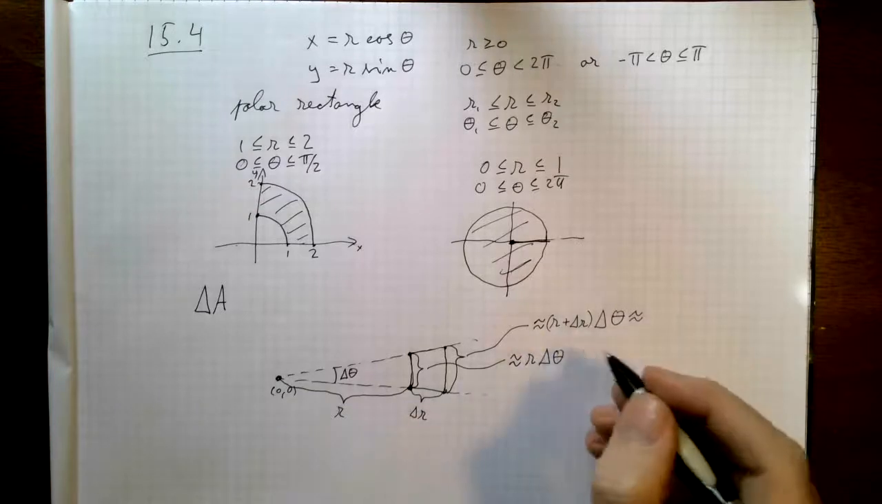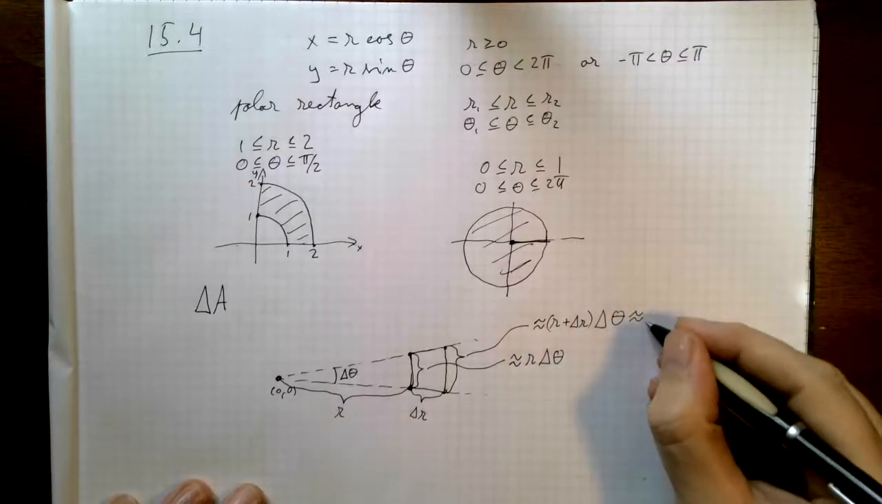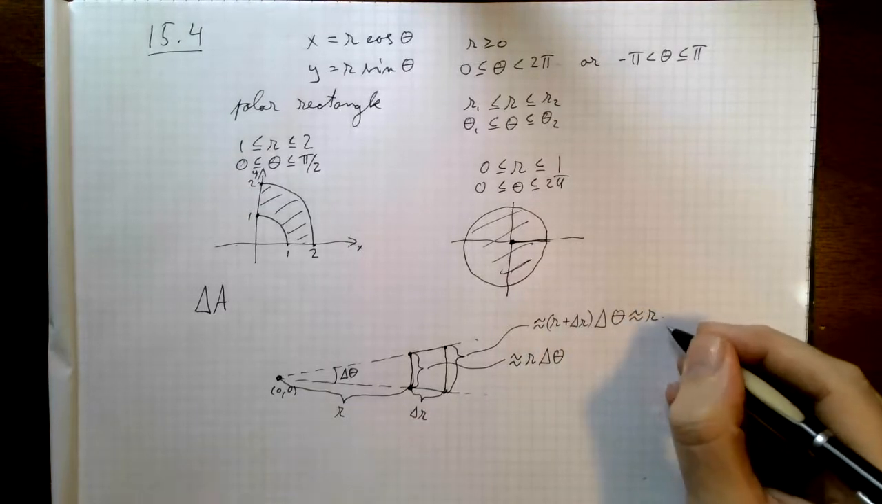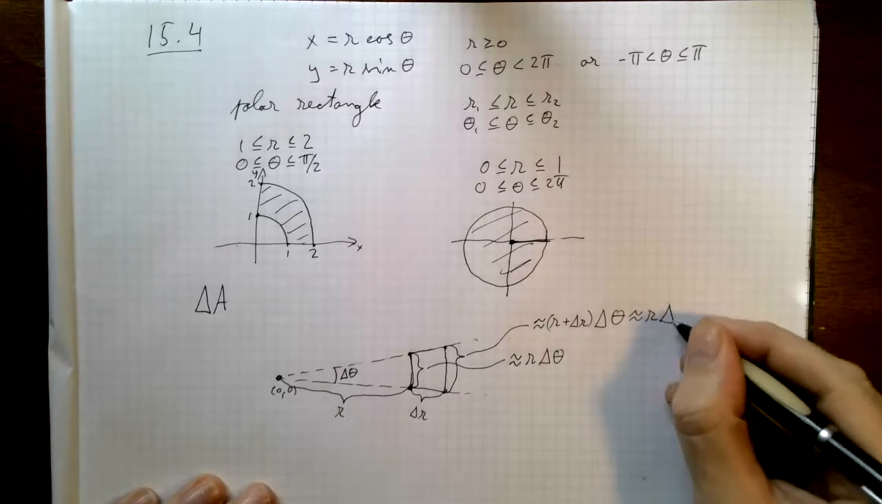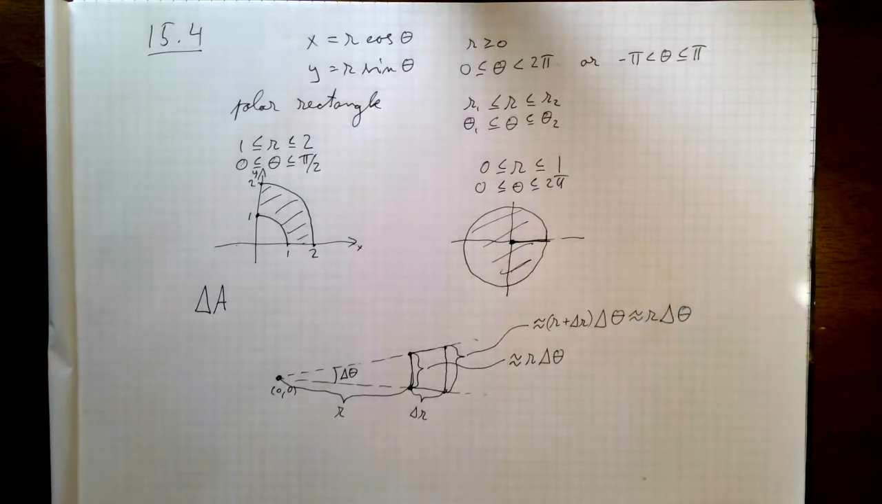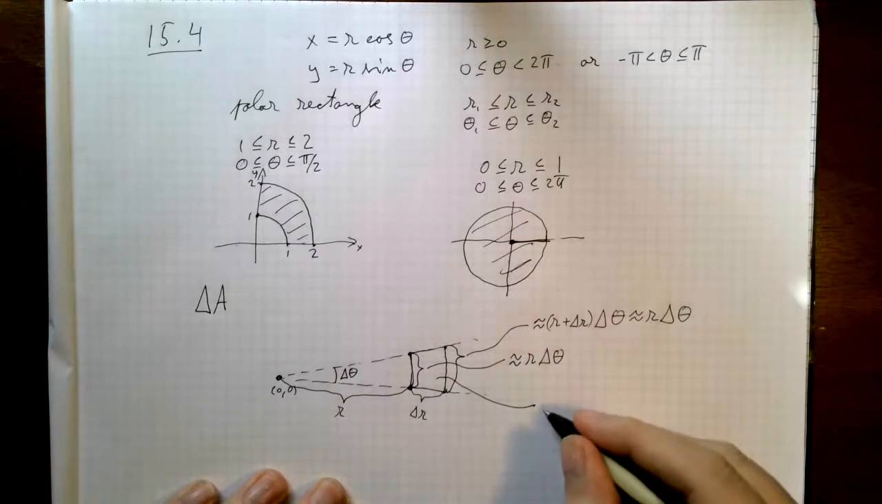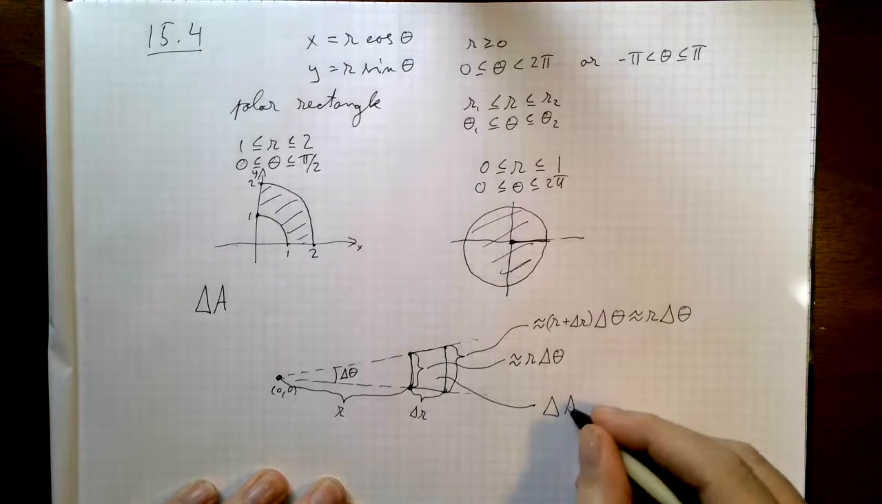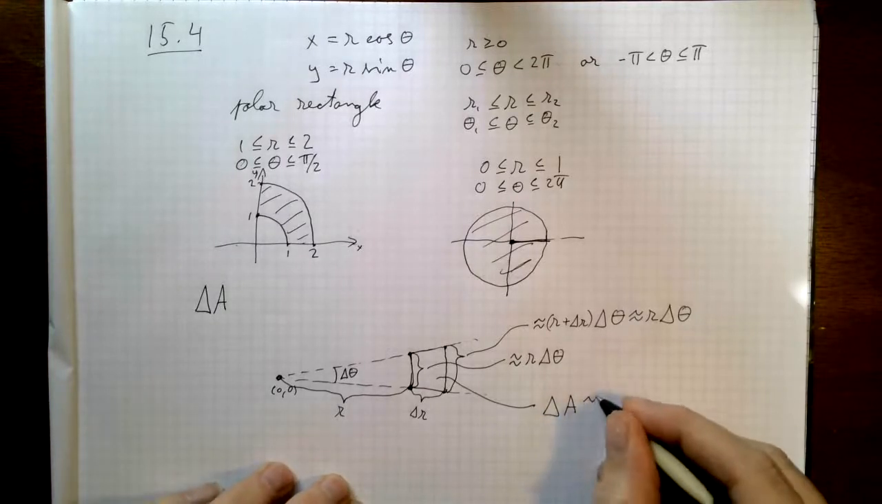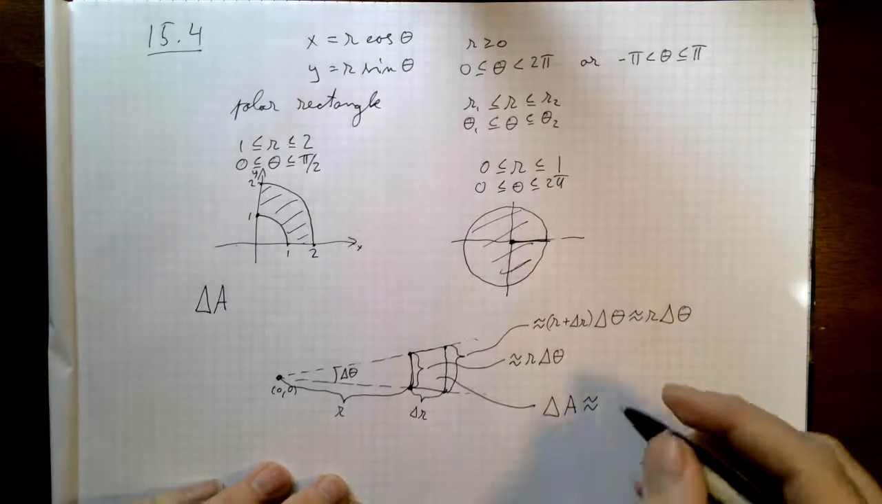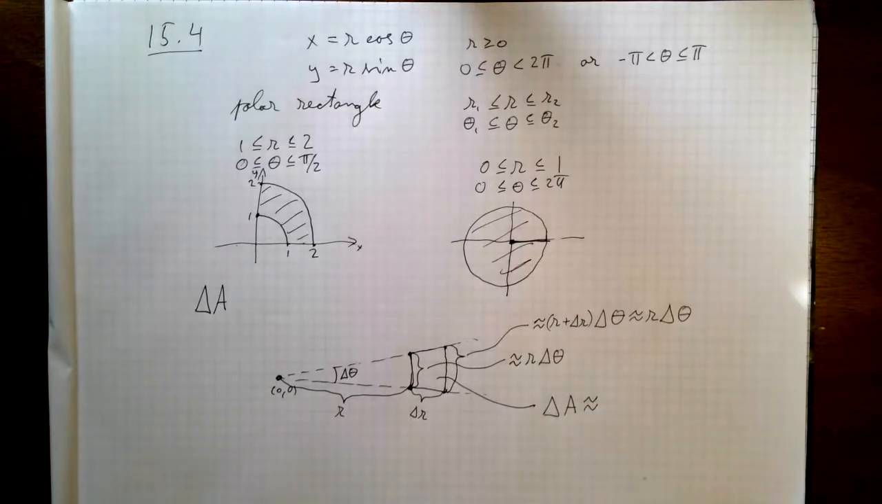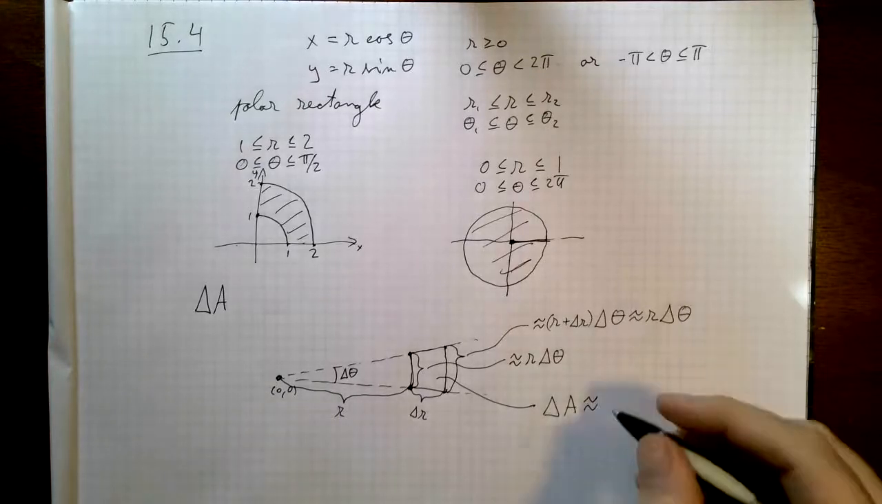We can ignore that part of it, and this is also approximately right, as long as these rectangles are really small, and for integration they are really small. So the area delta A is not quite exact, but as long as the area is small, it's approximately right.